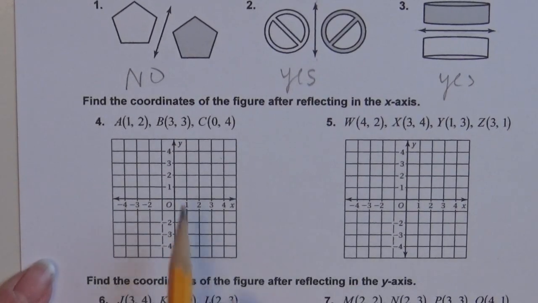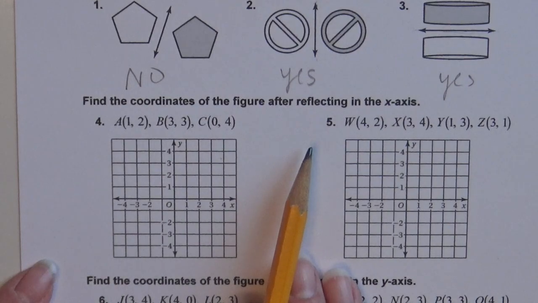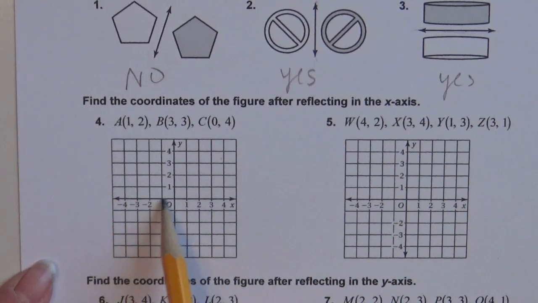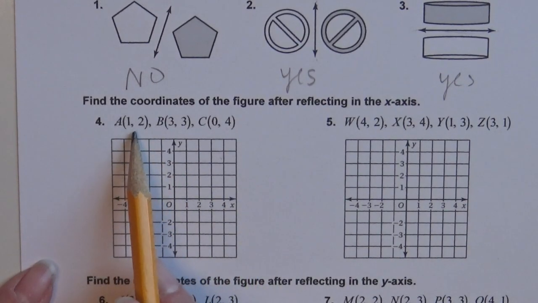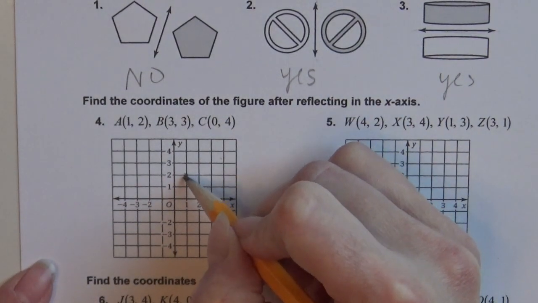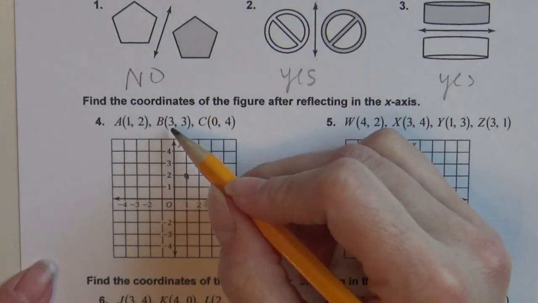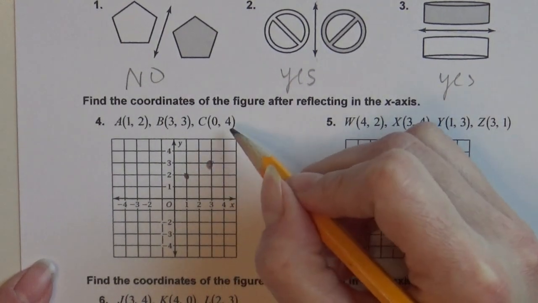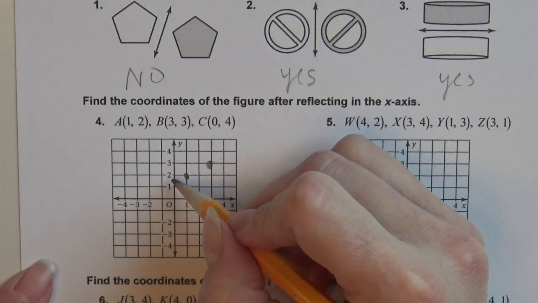Number 4, find the coordinates of the figure after reflecting in the x-axis. So make sure you remember where the x-axis is. This is the x-axis. It's the horizontal one this way. So we need to locate these 3 points. We need ordered pair 1, 2. We need ordered pair 3, 3. And we need ordered pair 0, 4.